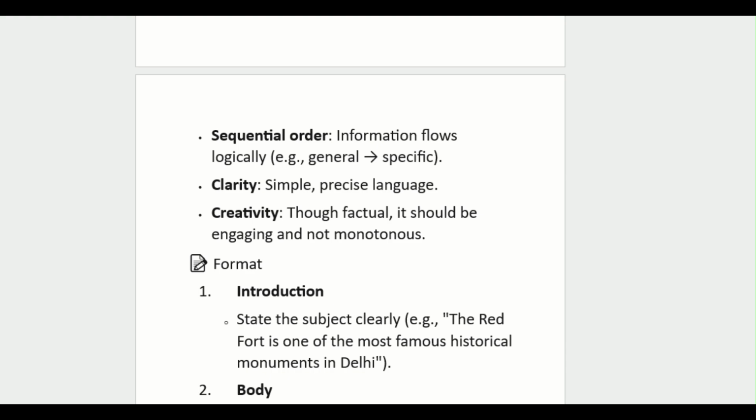Talking about creativity, factual description is about facts, but it should be engaging. When we say it is factual, people think it will be boring or monotonous, but that should not be the case. As you give a factual description about a person, place, event or anything, you must write it in an engaging way so that the reader stays with the passage right through to the end. They should not leave the paragraph in the middle feeling it is boring or not interesting at all. So that is an important part as well.